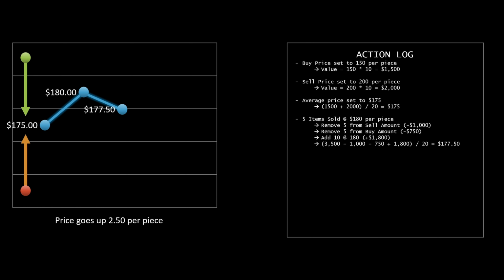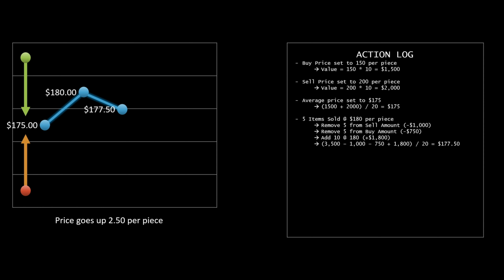Next, we are going to re-add these to the market at the agreed upon 180 per piece price point. This nets us an addition of 1,800 doubloons to the market. In other words, this transaction is adding 250 doubloons to the market, because these 5 pieces of iron went up in overall value.